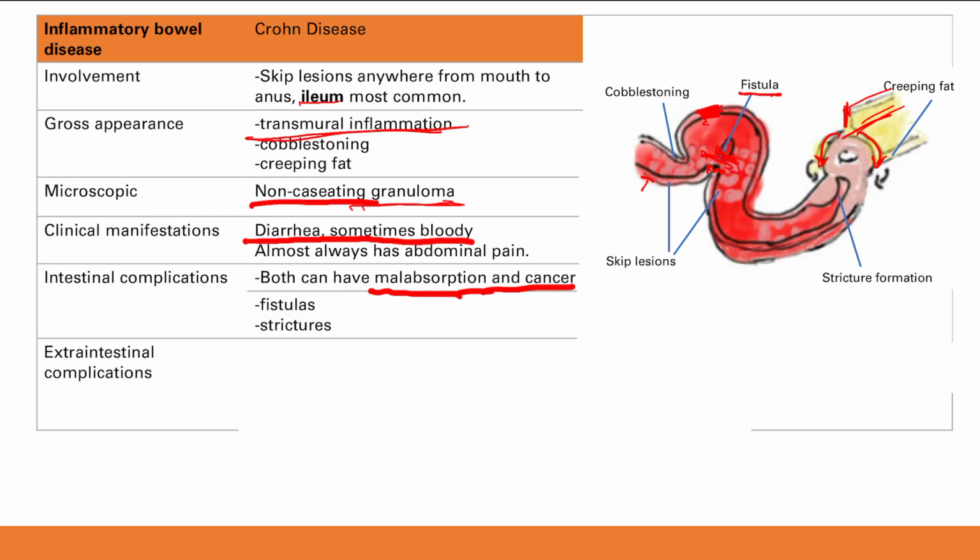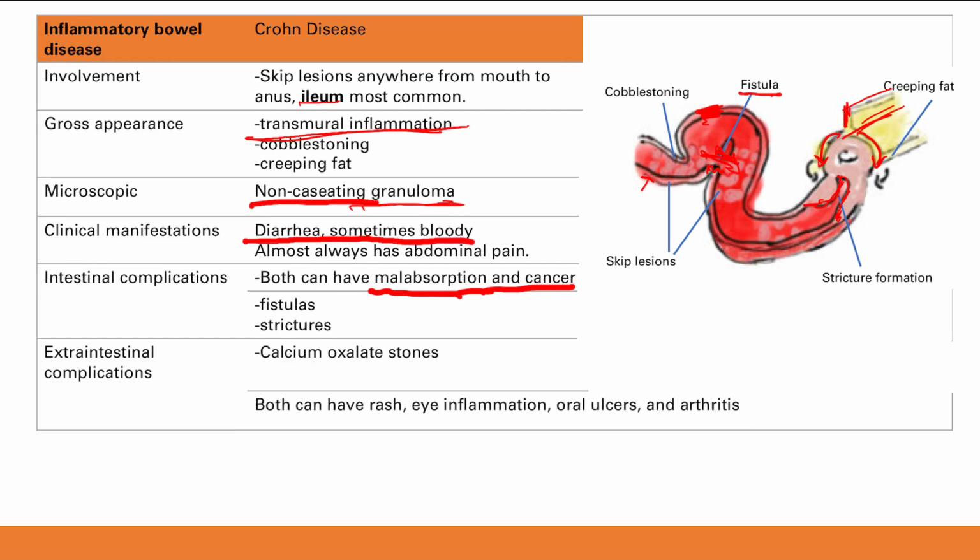The other thing that can occur is stricture formation. You can have all this transmural inflammation leading to fibrosis and a stricture. You have a stricture in the small intestine, and then you can have obstructive symptoms like constipation. So those are the intestinal complications: fistulas and strictures.